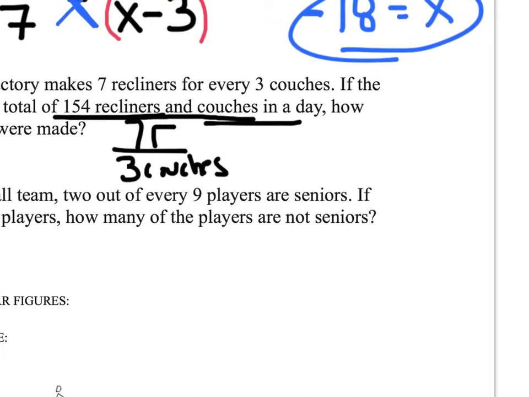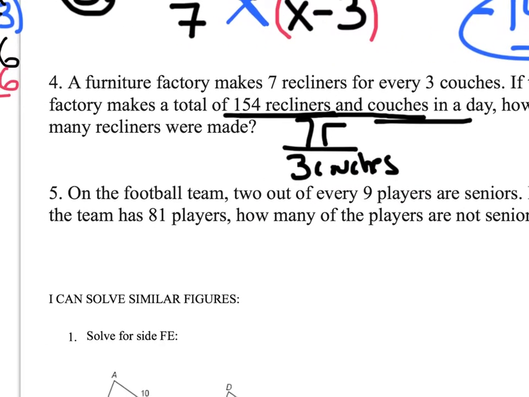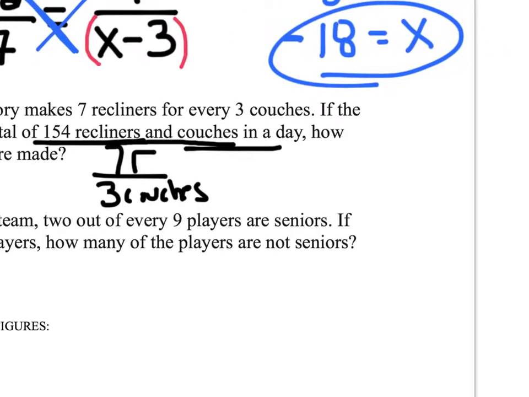You'd have to set this up making sure you have the same type of things going on top and on bottom. Since I do want to know how many recliners were made, I'm going to leave that up here. This will be recliners. I'll write that as R, over the total for the day. The total for the day was 154, right?